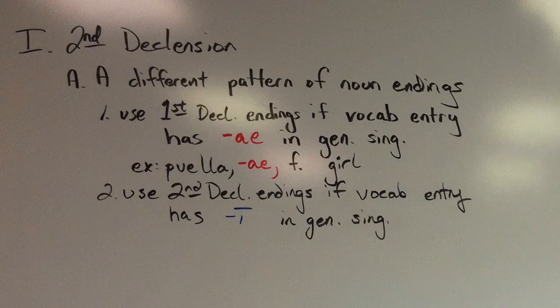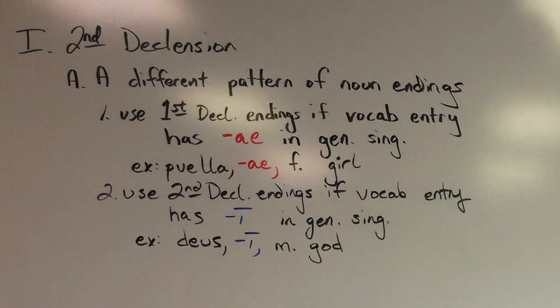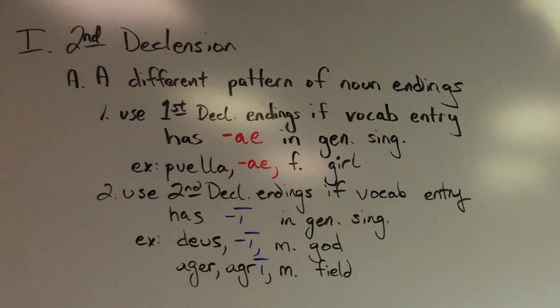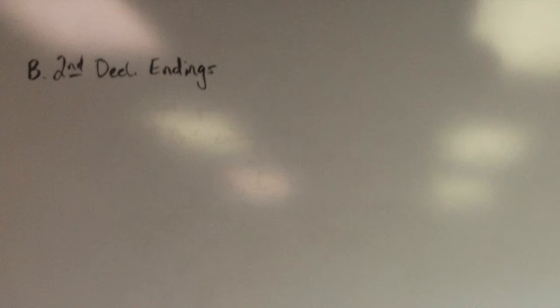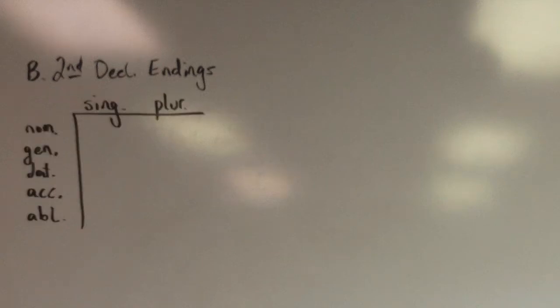For example, in the vocab entries deus, dei, masculine, God, or ager, agri, masculine, field, where we have that long I in the genitive singular. So to learn the endings that we'll use for second declension nouns, let's set up a similar chart to the one we did in the first declension, where we have singular on the left, plural on the right, nom, gen, dat, acc, abl down the left side for the cases.